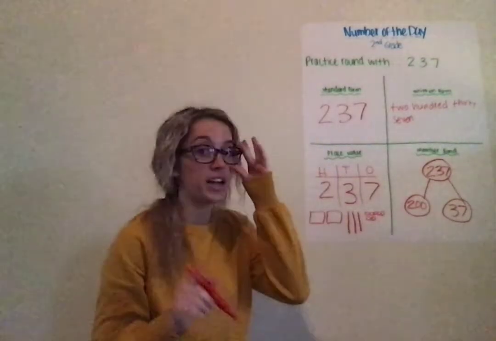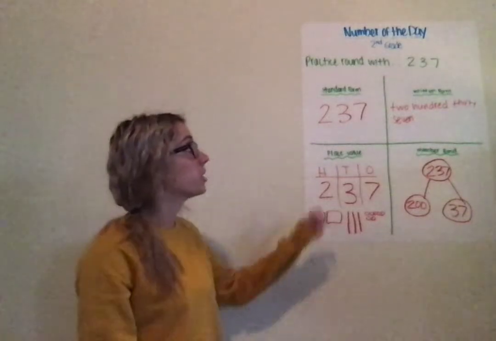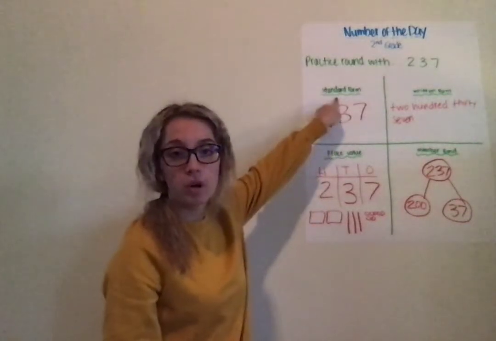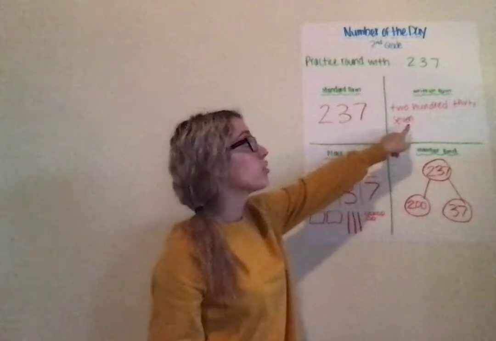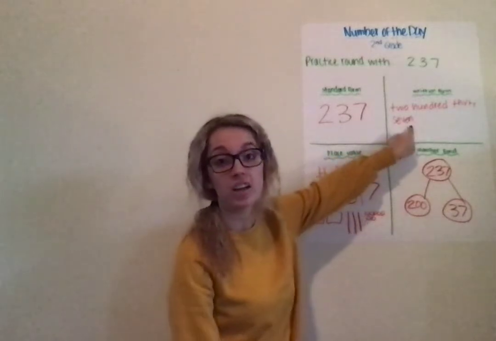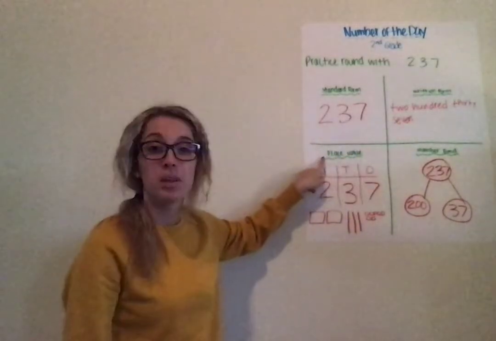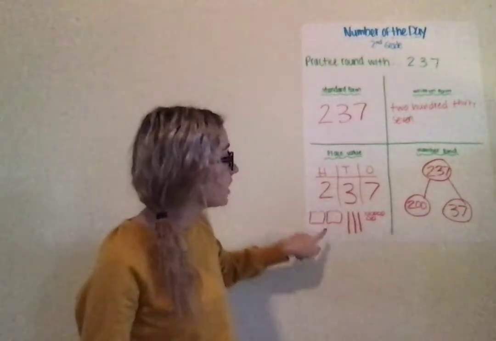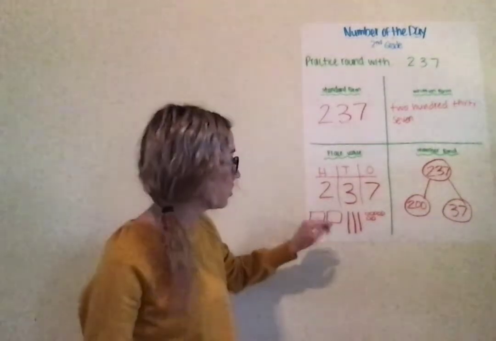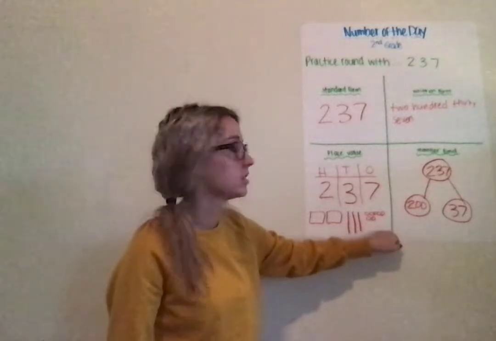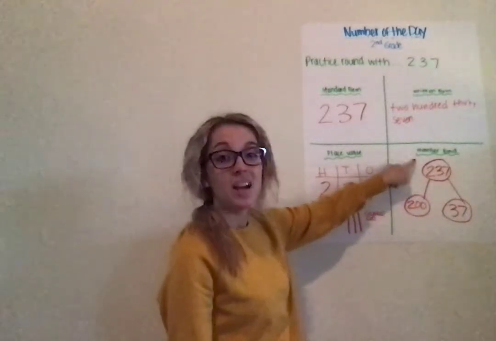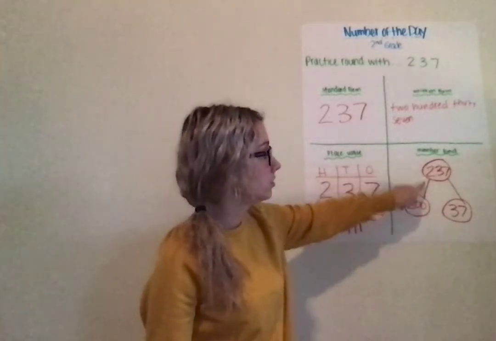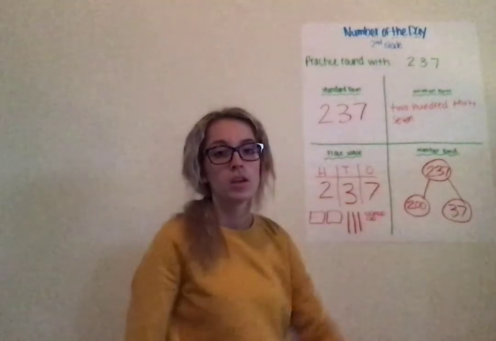So a reminder, when I give you your own number, don't worry, it's coming, you will need standard form to write the digits. You will need written form, practicing to spell the numbers. You will need place value with your hundreds, tens, and ones chart and a picture below showing me your flats, your rods, and your cubes. And you will also need a number bond with 1 whole and 2 parts.